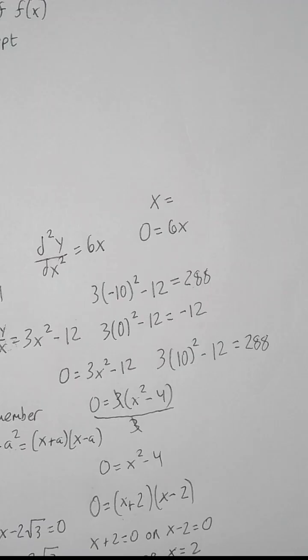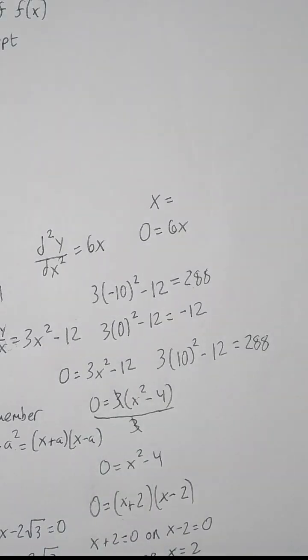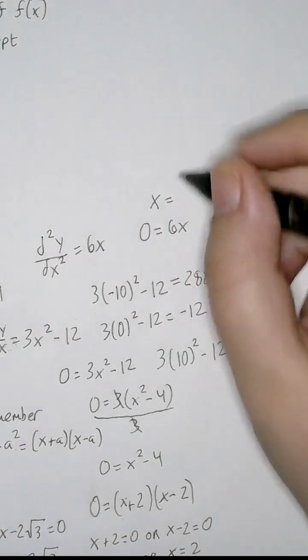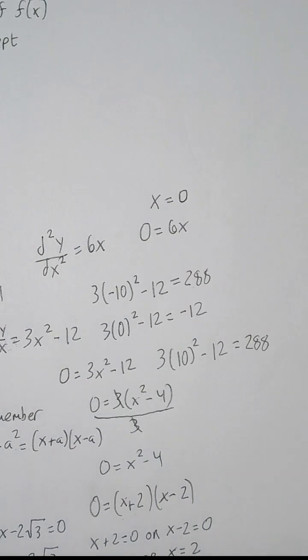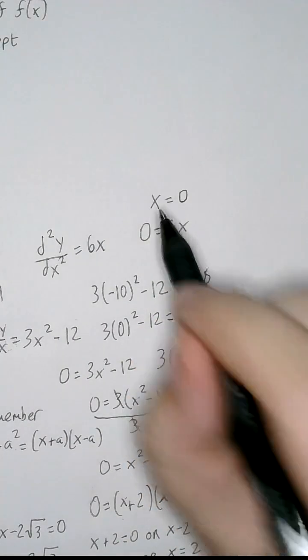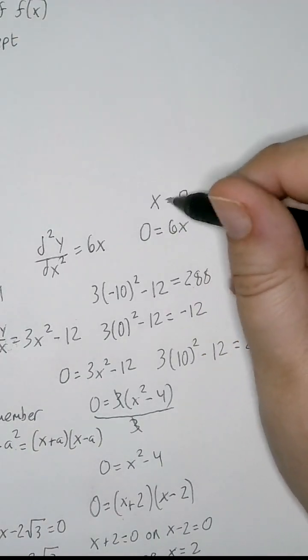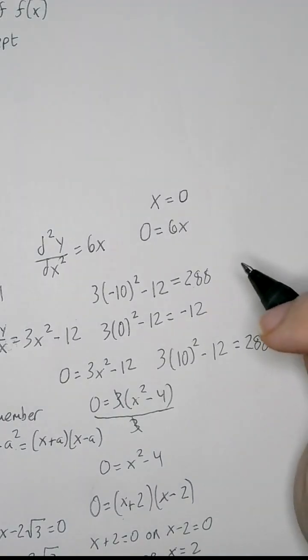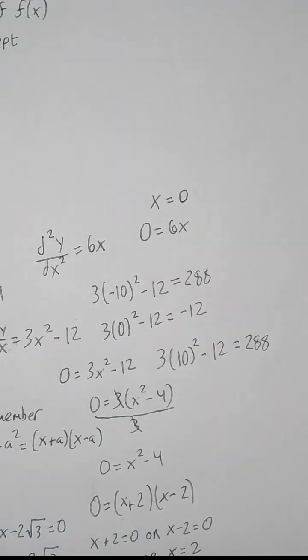Jose says 1 over 6. Not quite. Remember, I'm trying to find 6 times what equals 0. Imperfect says 0. Yeah, that's exactly right. So 6 times 0 equals 0, so x must be 0. So this is called a point of inflection. What that means is that at the origin, my function is going to change its concavity. So concavity, remember, is which way the function faces.